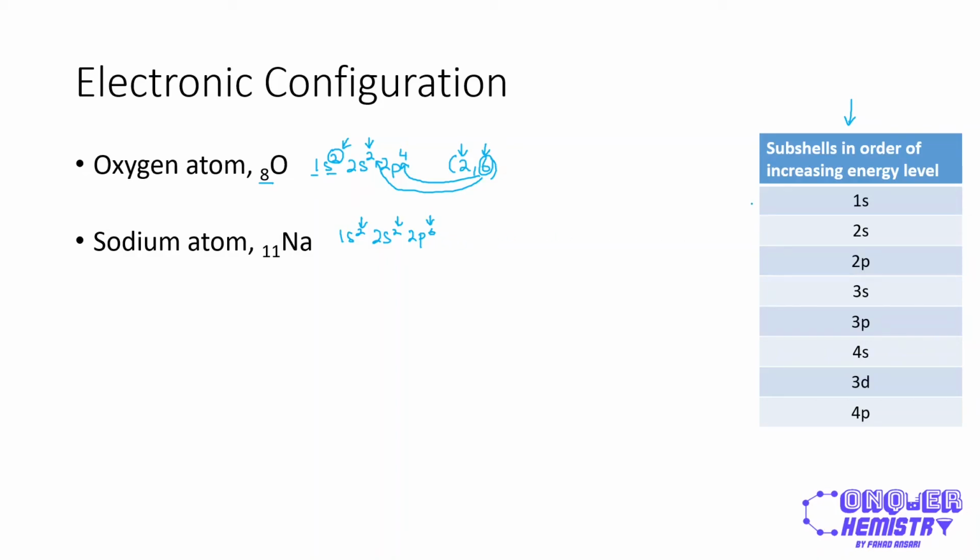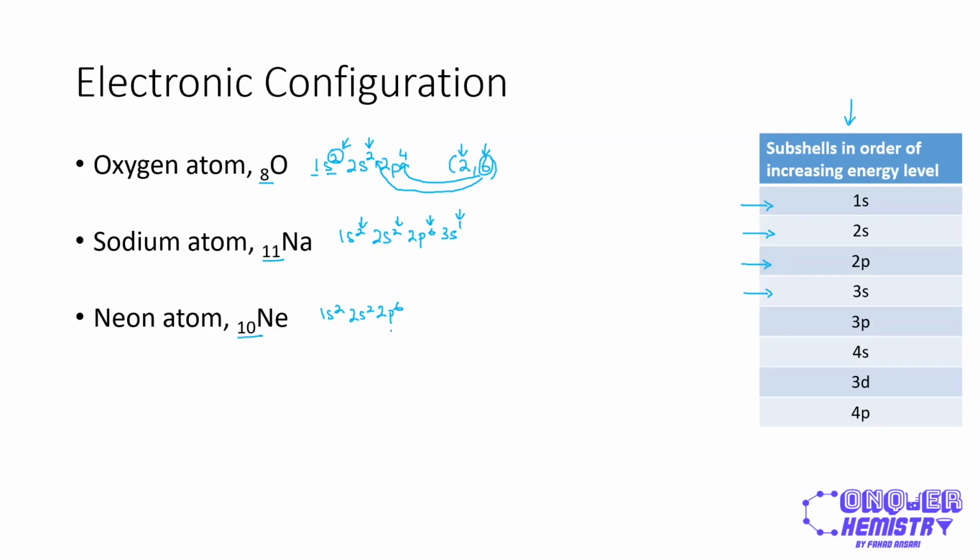We have filled the 2 electrons in 1s, 2 electrons in the 2s, and 6 electrons in 2p. So now the next subshell is 3s, and the 3s has the 1 remaining electron. So 2 plus 2 plus 6 plus 1 gives us a total of 11 electrons. That is in the sodium atom. Now the neon atom has an electronic configuration of 1s2, 2s2, 2p6. 2 plus 2 plus 6, that gives us 10 electrons in the neon atom.